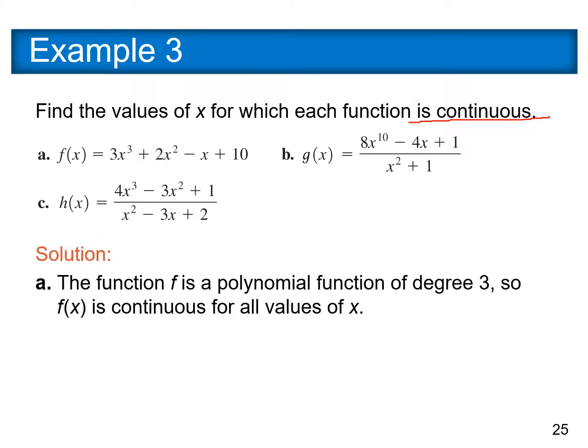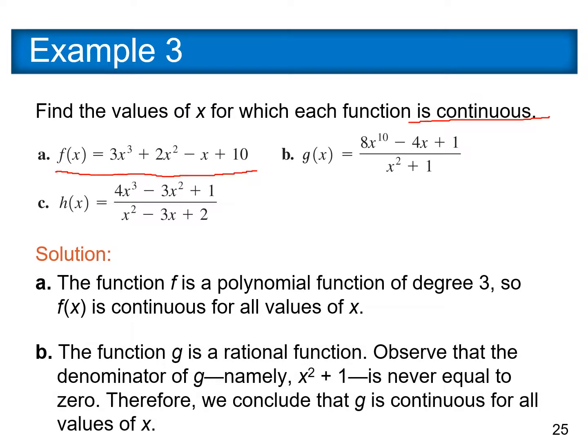So for the first function, what we see here is 3x cubed plus 2x squared minus x plus 10. This is a polynomial function of degree 3, and I know all polynomial functions are continuous. So I immediately know this one has to be continuous. Functions b and c, on the other hand, are rational, so I have to be careful here. For function b, the function g is a rational function, and we need to observe that the denominator of g, in this case x squared plus 1, is never equal to 0. There is no value that you could put there that would ever make it equal to 0.